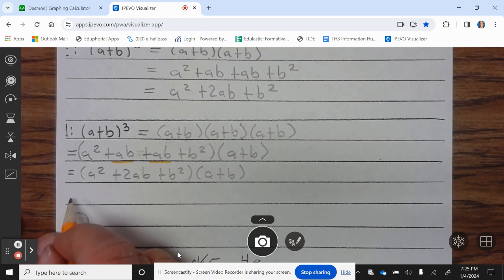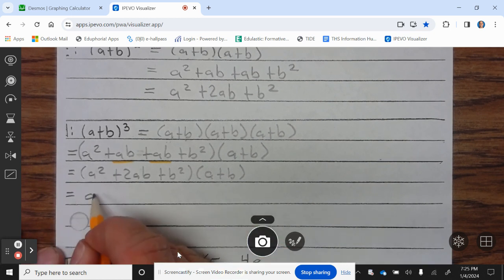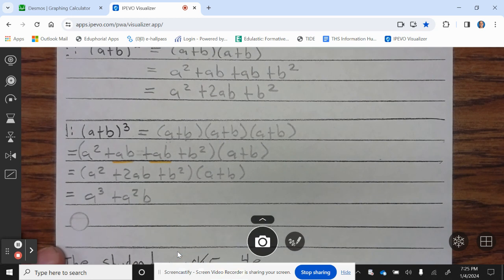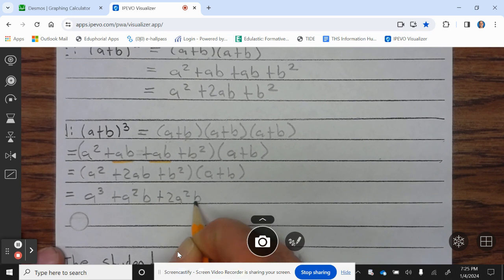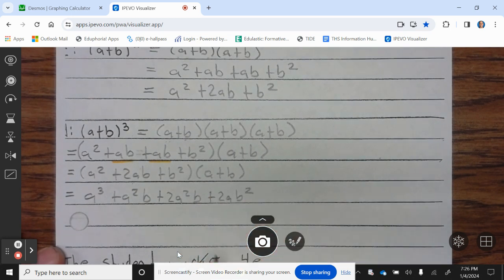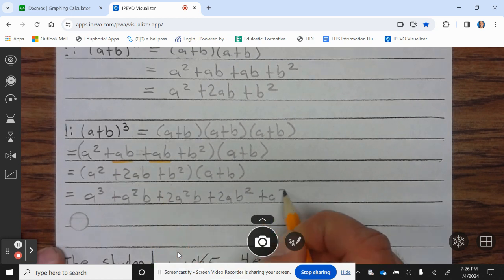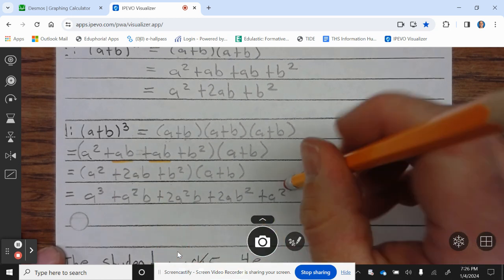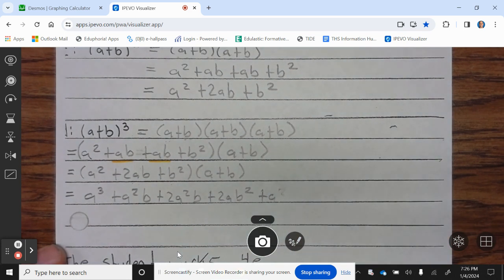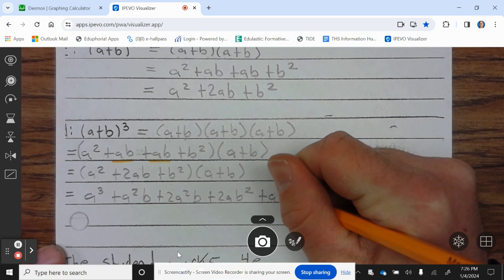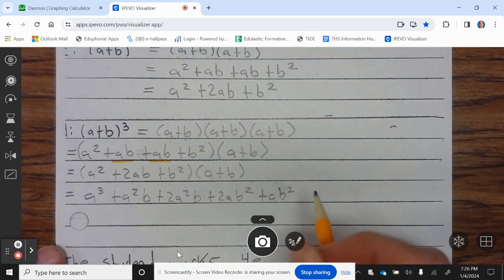So now let's FOIL. A squared times a is a cubed. A squared times b is plus a squared b. 2ab times a is plus 2a squared b. 2ab times b is plus 2ab squared. B squared times a is plus ab squared, and then b squared times b is plus b cubed.